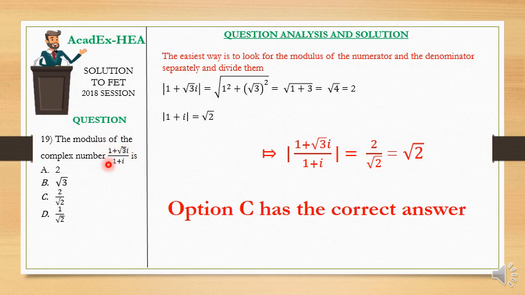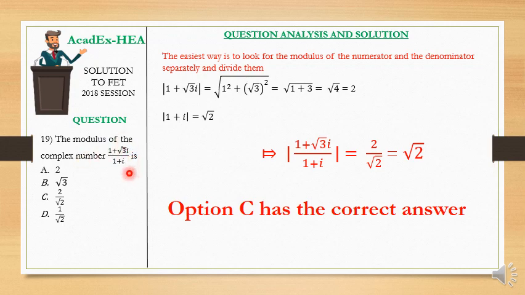Otherwise, you go by rationalizing like we did in the previous questions, around question 16, something like that. Then from there you look for the modulus. But what we are going to do in this video is start by finding the modulus of the top, the modulus of the bottom, then we divide.